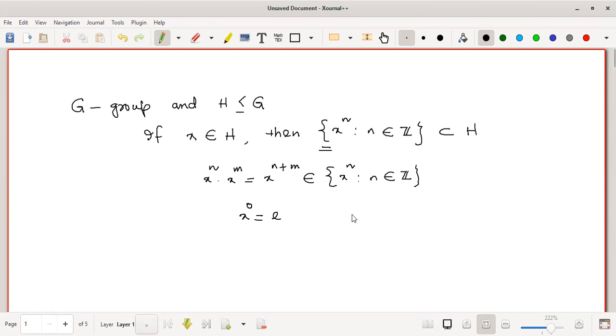Inverse, of course, is there. If x is an element, then x to the power minus 1 is also an element here. So if you take any element from this set, it is of the form x to the power n. So n is an integer, minus n is also an integer. So x to the power minus n is also in the set. And x to the power n dot x to the power minus n is actually x to the power 0. That is nothing but the identity element. So this particular set is also a group. So this is a subgroup of H, in fact, subgroup of G, right?